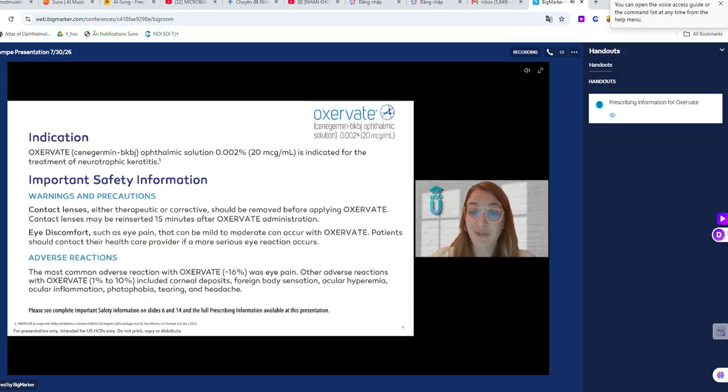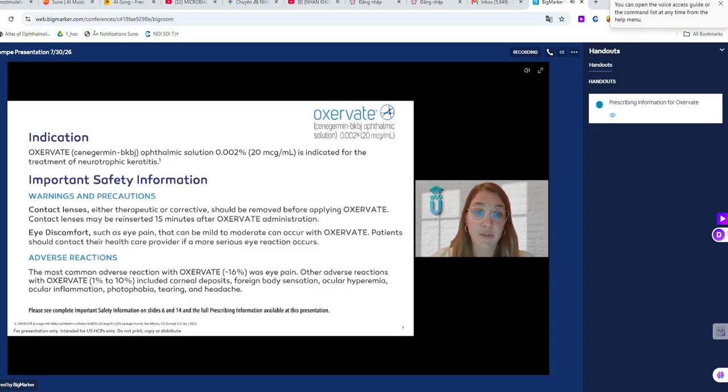And so I'll read this word for word. This is where Oxervate comes in. The indication is: Oxervate (cenegermin-bkbj) ophthalmic solution 0.002% is indicated for the treatment of neurotrophic keratitis. Important safety information includes the warnings and precautions.